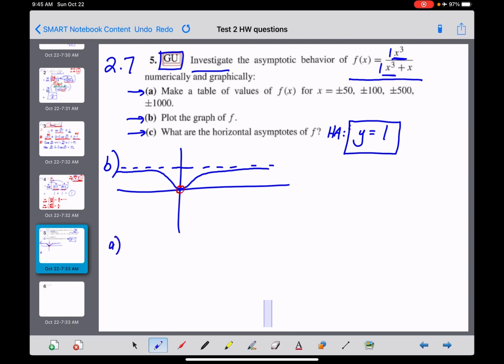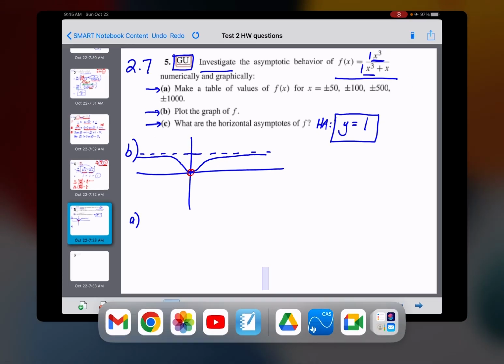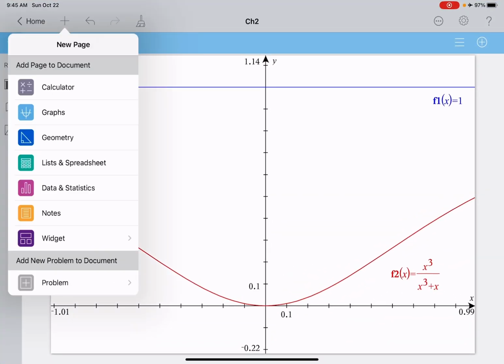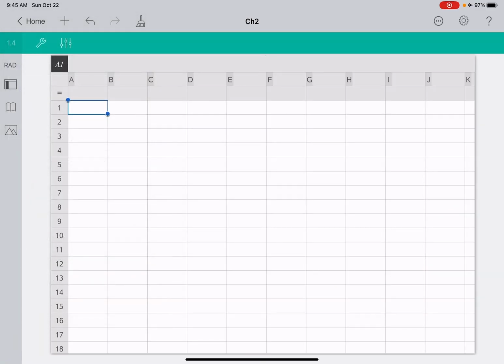So let's make a table of values for f, as x is going to be 50, 100, 500, and 1,000 here. So I tell you what, real quick, if I wanted to do this, what I would probably do here, I mean, they even said make a table. So I'm going to add a page to my document here, and I'm going to do lists and spreadsheets. That's how we do tables here.